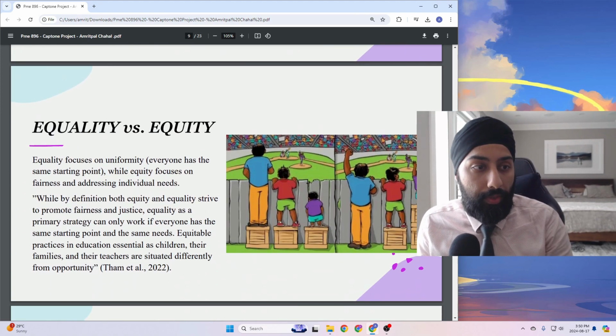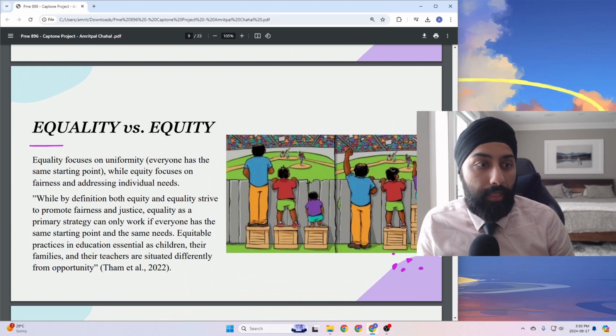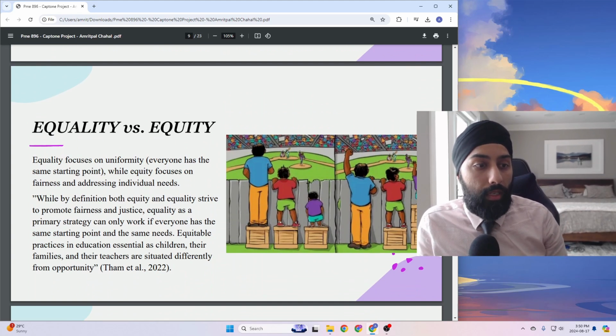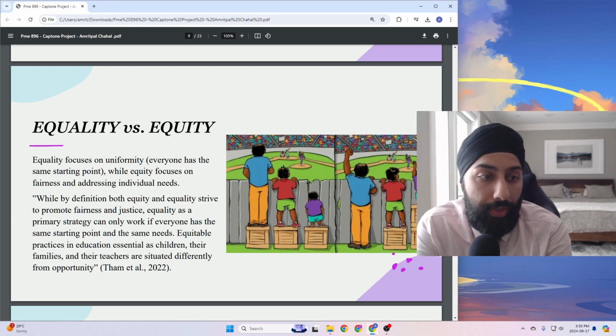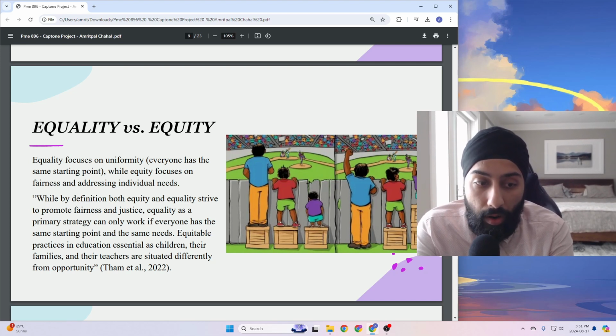Okay. I think it's really important to differentiate equality versus equity. Equality focuses on uniformity. Everyone has the same starting point, while equity focuses on fairness and addressing individual needs. While by definition, both equity and equality strive to promote fairness and justice, equality as a primary strategy can only work if everyone has the same starting point and the same needs. Equitable practices in education are essential as children, their families, and their teachers are all situated differently from opportunity.